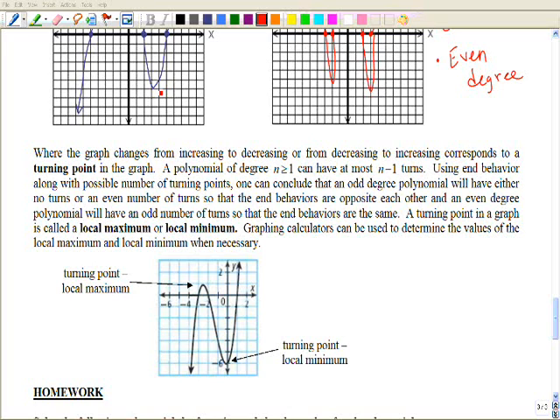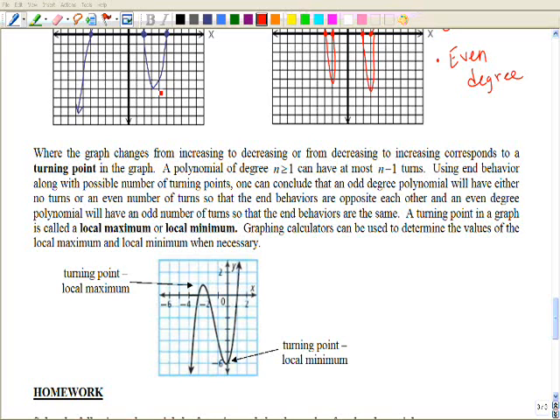Okay, using end behavior along with possible number of turning points, one can conclude that an odd degree polynomial will have either no turns or an even number of turns, so that the end behaviors are opposite of each other. So we're wanting to maintain that an odd degree has opposite arrows. And an even degree polynomial will have an odd number of turns, so that the end behaviors will be the same. And you can look at the above examples for that.